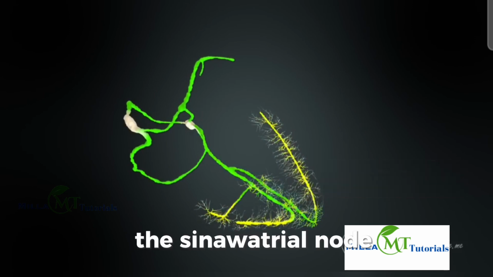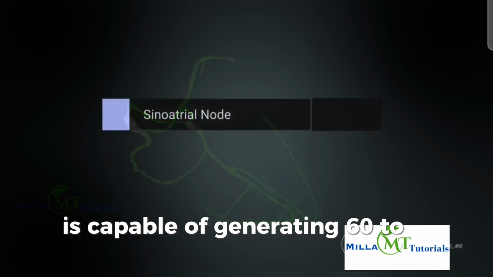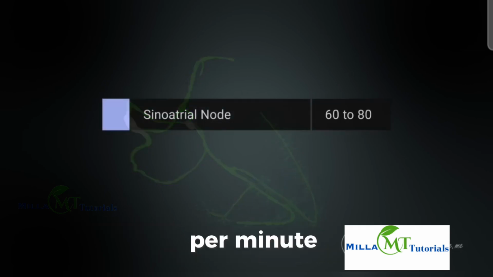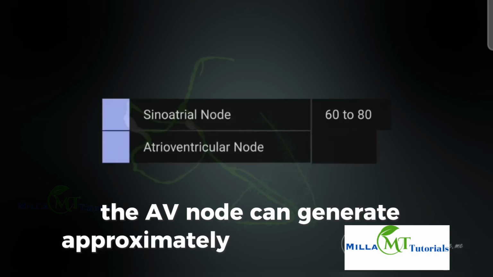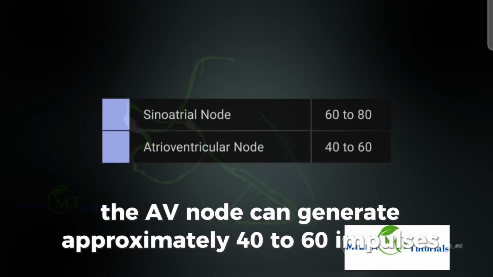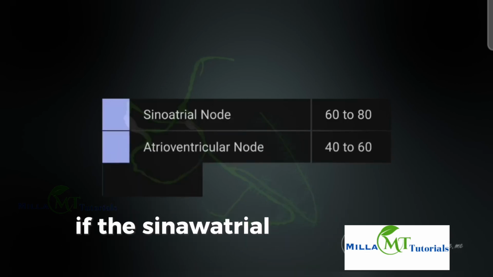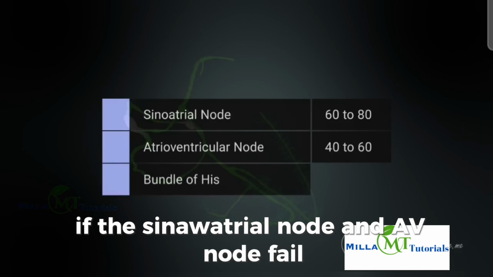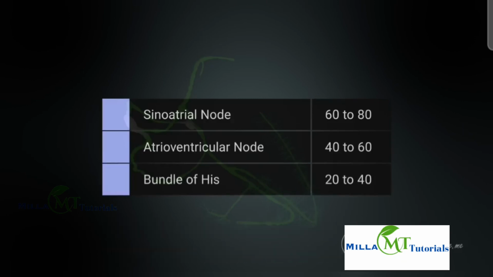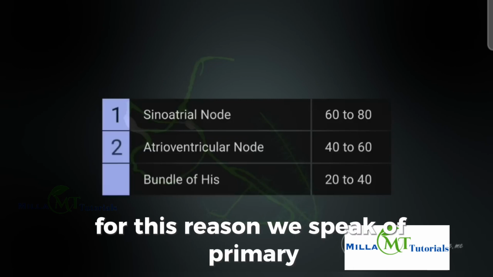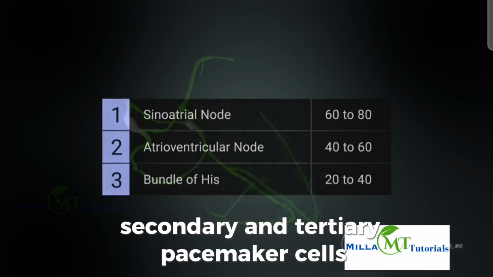The sinoatrial node is capable of generating 60 to 80 electrical impulses per minute. If the sinoatrial node fails, the AV node can generate approximately 40 to 60 impulses per minute. If the sinoatrial node and AV node fail, the bundle of His can still produce 20 to 40 impulses. For this reason, we speak of primary, secondary, and tertiary pacemaker cells.